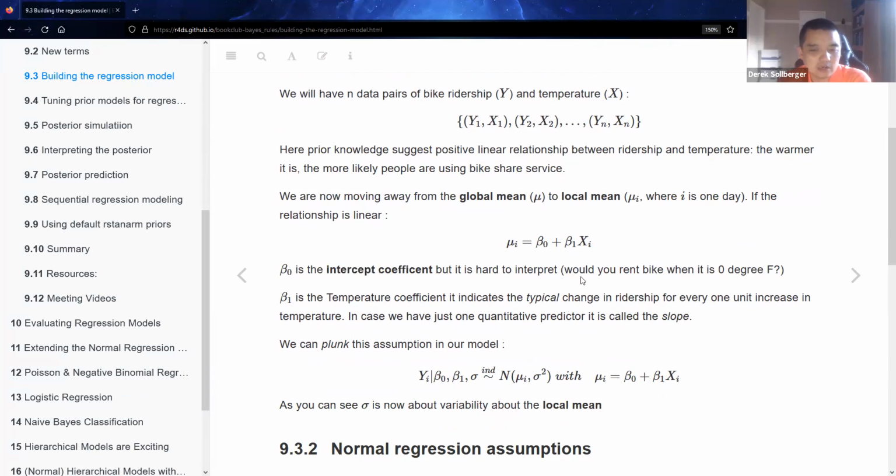For beta naught, you could think about it as the bike ridership levels at 0 degrees Fahrenheit. Usually that interpretation is not all that important in regression inference. The intercept more or less helps you place the line on the data. However, it is nice to talk about the rate of change with beta 1. For every 1 unit increase in temperature, what would the change in ridership be?